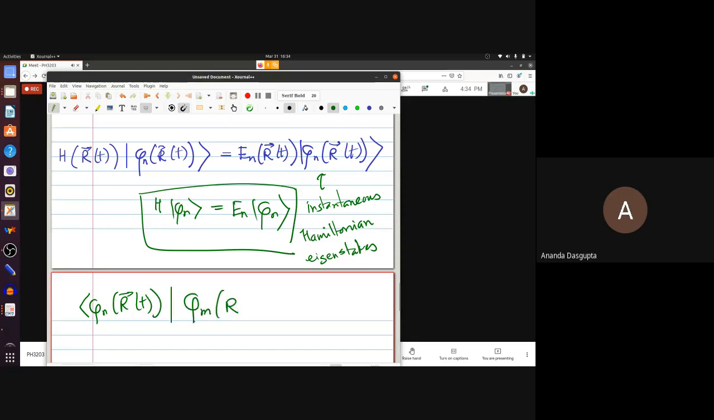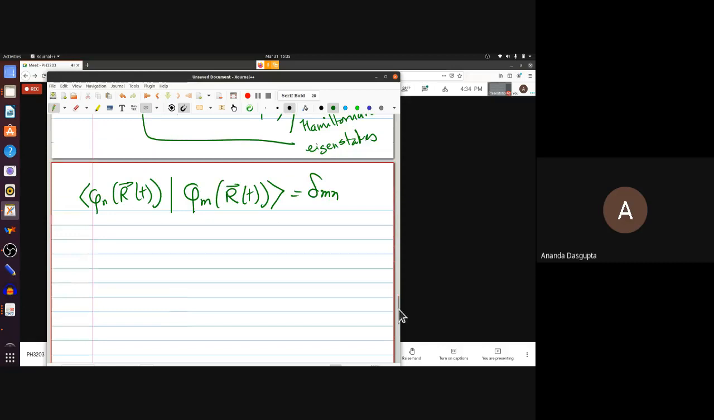phi m again R of t at the same time is definitely delta mn, and the ket phi n R t, bra phi n R t, summed over all n will be the identity. Okay, so these are instantaneous eigenkets and eigenvalues. The En are the eigenvalues.